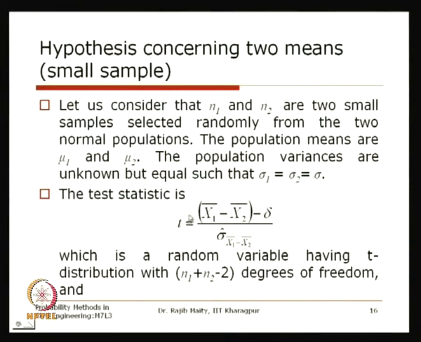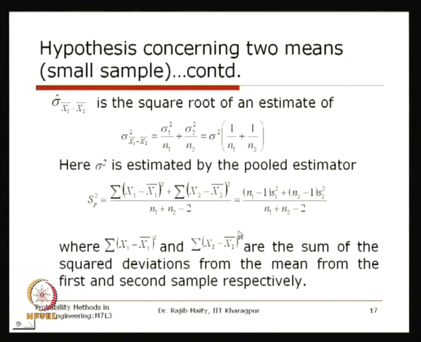This test statistic is a random variable having a t distribution with n1 plus n2 minus 2 degrees of freedom, and the estimate for the standard deviation is the square root of an estimate of the variance, sigma 1 square by n1 plus sigma 2 square by n2. If the population variance is known, we use it; if it is not known, then it should be estimated by the pooled estimator. This is called the pooled standard deviation, or, squared, the pooled variance Sp square, which we get from this expression.